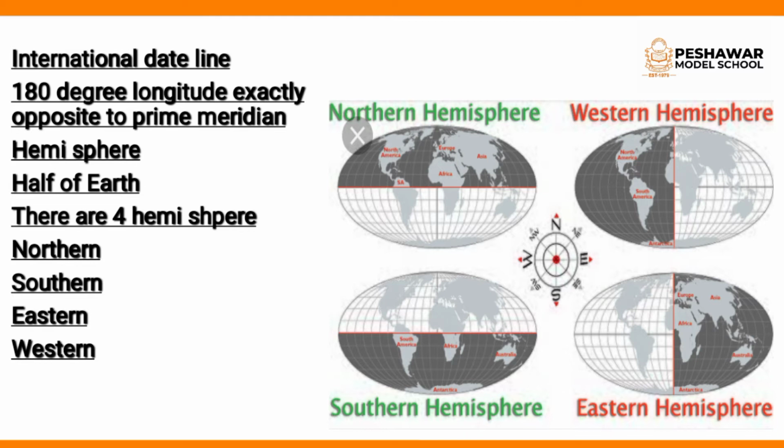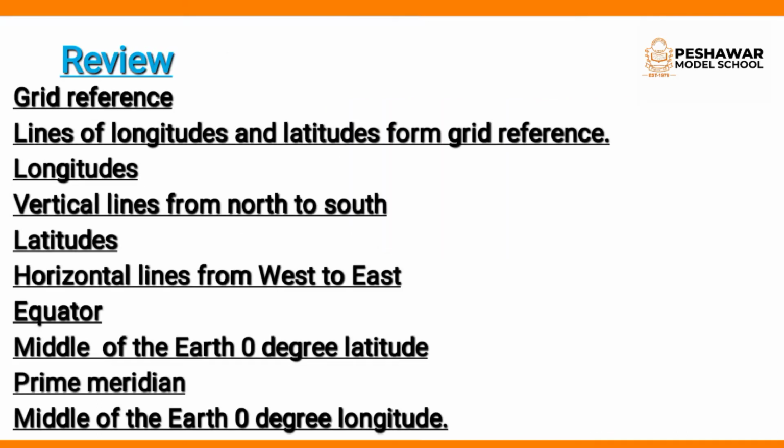We will also discuss the hemisphere, half of the earth, and there are 4 hemispheres: northern hemisphere, southern hemisphere, eastern hemisphere, and western hemisphere. The equator divides the earth into 2 hemispheres, northern and southern, and the prime meridian divides the earth into 2 hemispheres, western and eastern. Okay, clear students?